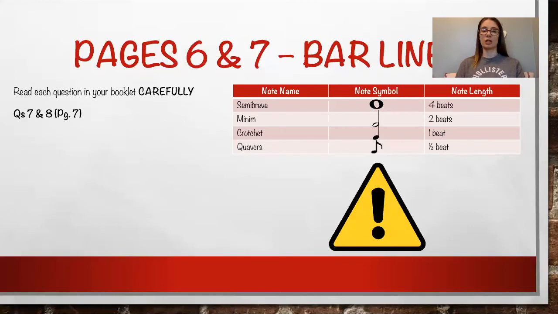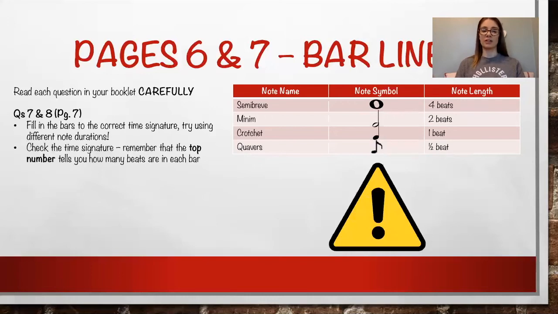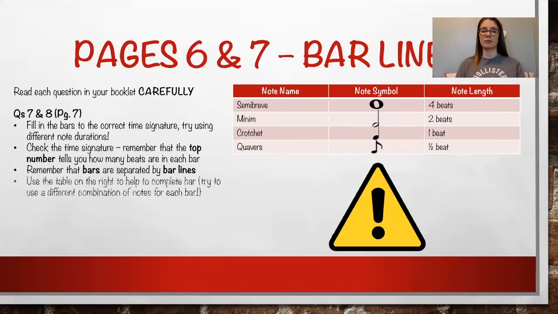Questions 7 and 8, which are located on page 7. Fill in the bars to the correct time signature. Try using different note durations. Check the time signature. Remember that the top number tells you how many beats there are in each bar. Remember that bars are separated by bar lines.